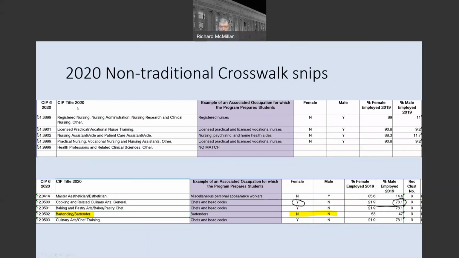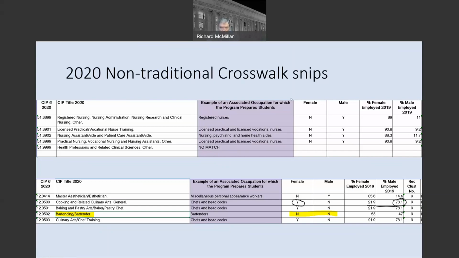Next, in column 2 of the non-traditional crosswalk, are the SIP title. And this would be actually the career description. For example, registered nursing. Now, over the third column is an example of an associated occupation for which the program prepares students. So you notice this first zip code in the row here, 51.3899, is associated with registered nurses.